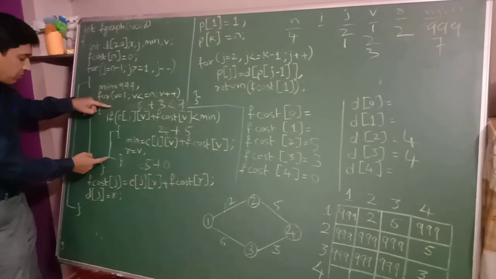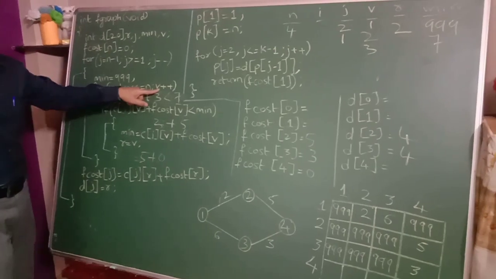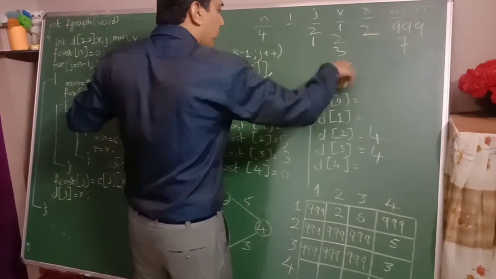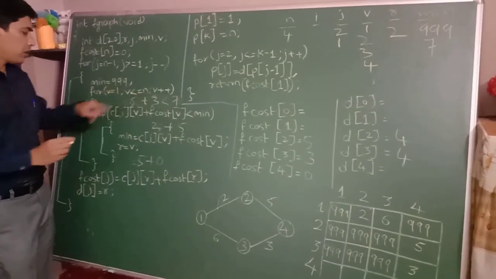So the condition will become false, right? Afterwards increment the value of v by 1, right? Now the value of v will become 4. Is 4 less than or equal to 4? Yes, the condition becomes true.